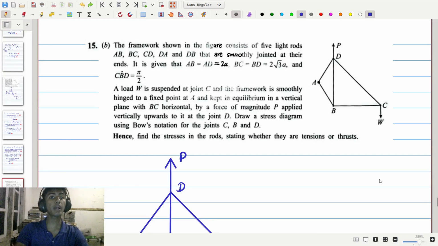2025 A-Level Combined Mathematics Paper 2 Part B Question number 15 Part B. Part A of this same question was discussed in a previous video, link in the top right. Part B of this question usually always has to do with Bow's notation.